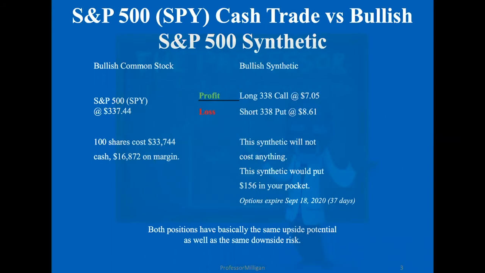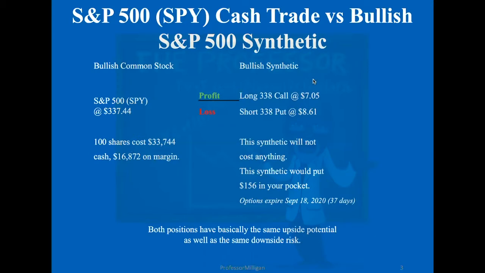What you're looking at right now is the S&P 500 ETF, the SPY, on an all-cash trade or margin versus a bullish synthetic position on the S&P 500. What you're looking at on the left-hand side here is the S&P 500 closed on September 18th, 2020. When I put this together, grab the numbers. S&P 500 SPY closed at $337.44. 100 shares would have cost you $33,744 in cash, or on margin $16,872. This was an all cash or on margin transaction.